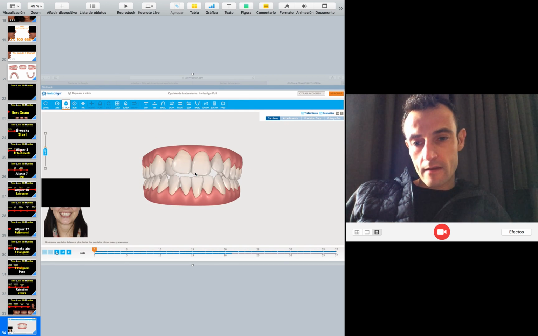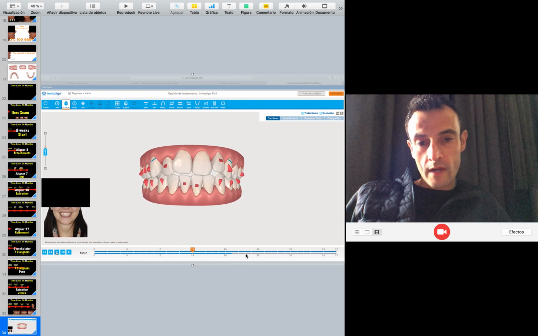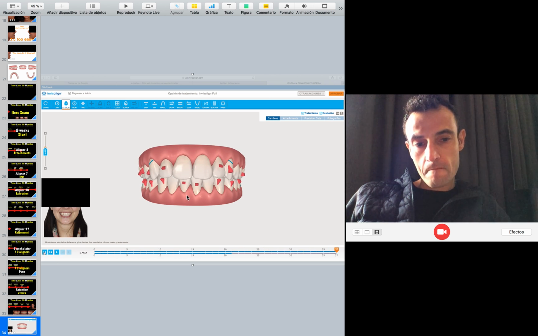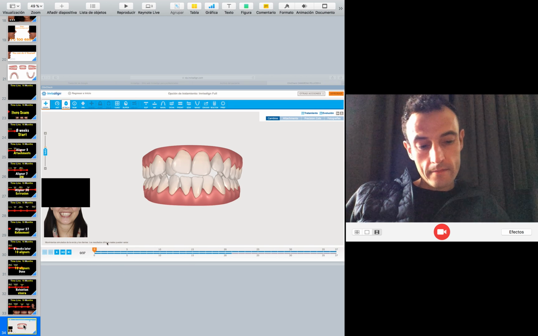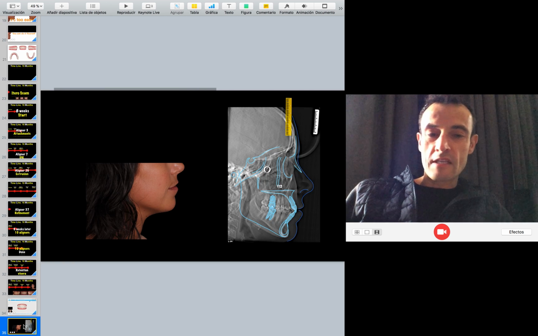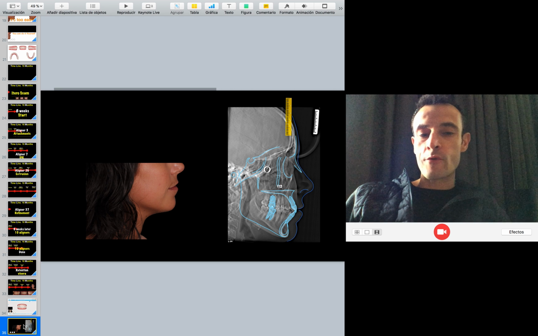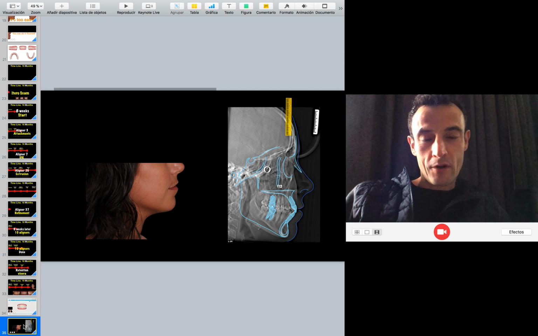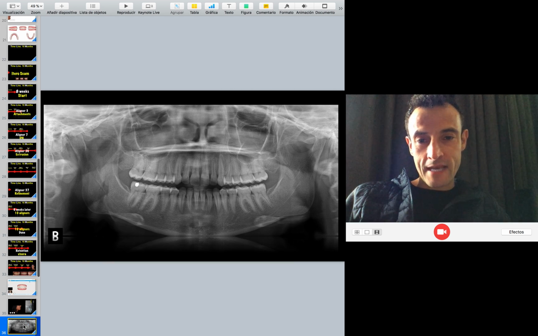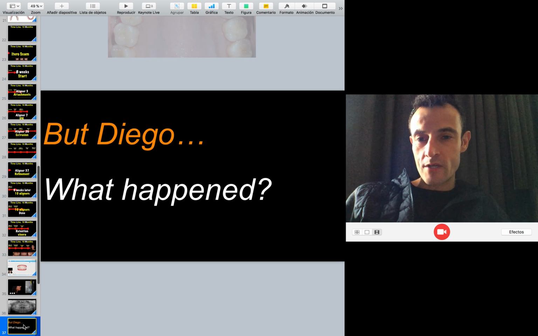And you can see here how I start extruding in aligner 26. Look at here, no extrusion, and then I start with the extrusion. Okay. This is the final situation. Look how I reduce a lot the proclination of upper and lower incisors, the final x-ray situation.